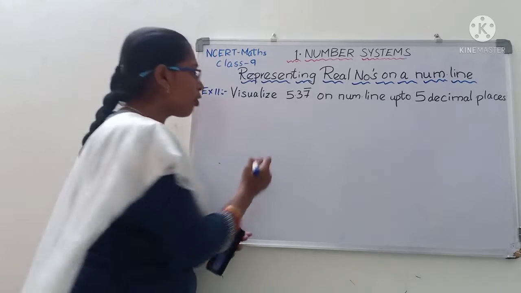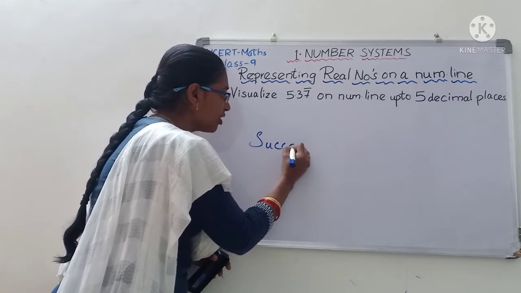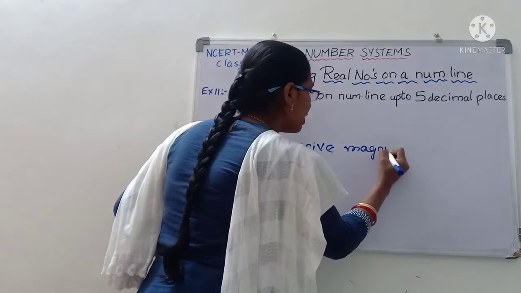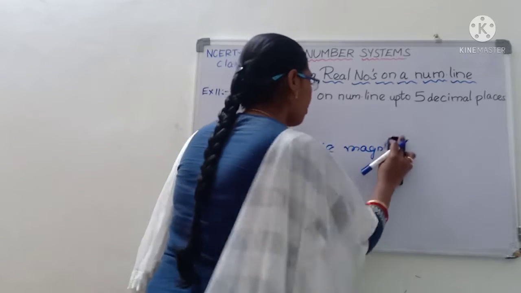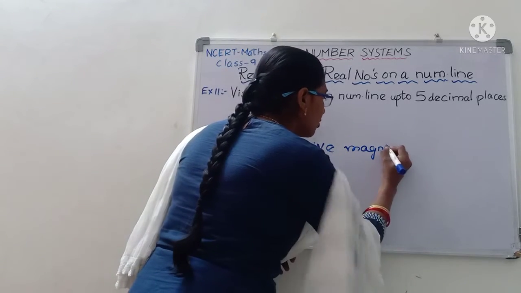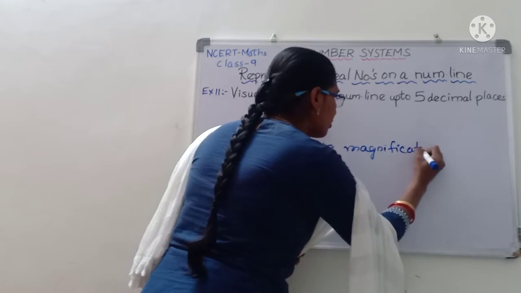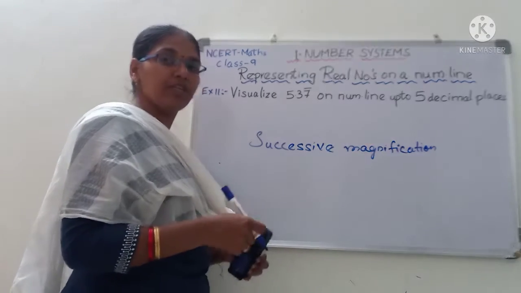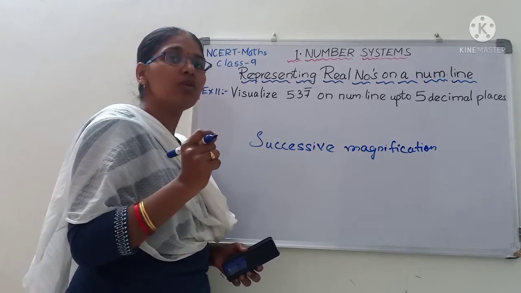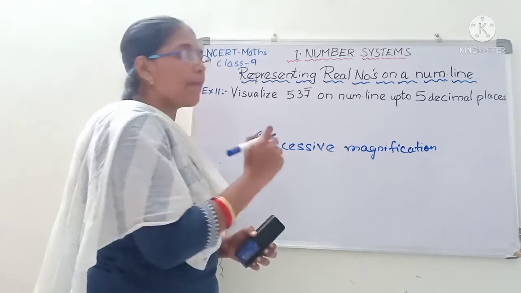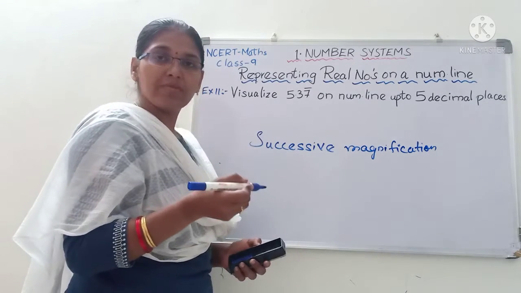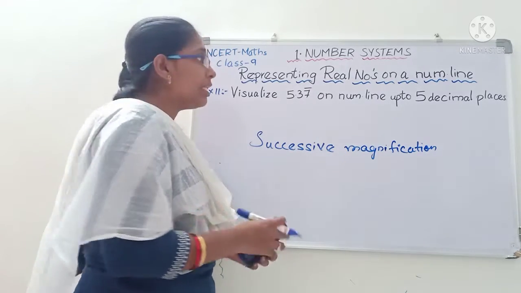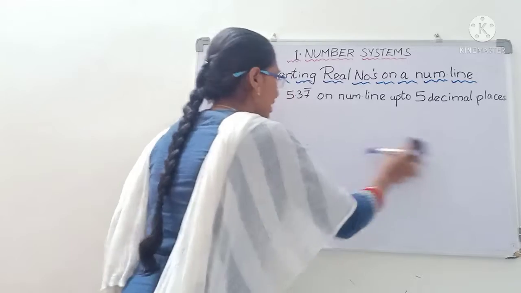We do this using the process of successive magnification, children. What is a magnifier, children? You all know about a magnifier, right? If you see in the magnifier, small things also will look big. So, number line. Real numbers means it will be decimal points, right? Using this magnification method, we can represent these real numbers, children. Let's see now.